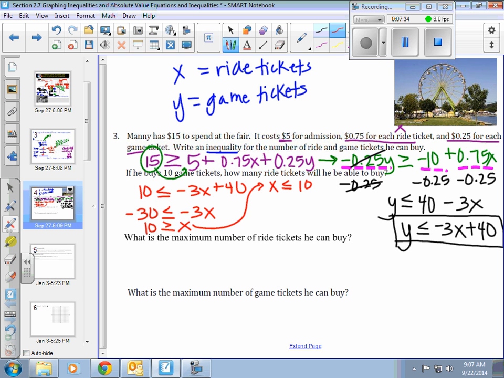So he can buy no more than 10 game tickets. No, sorry, how many ride tickets? No more than 10 ride tickets.